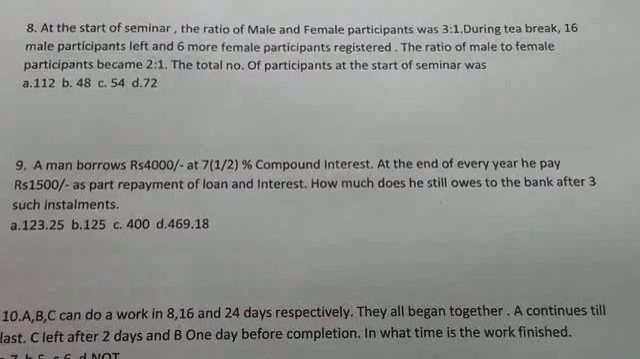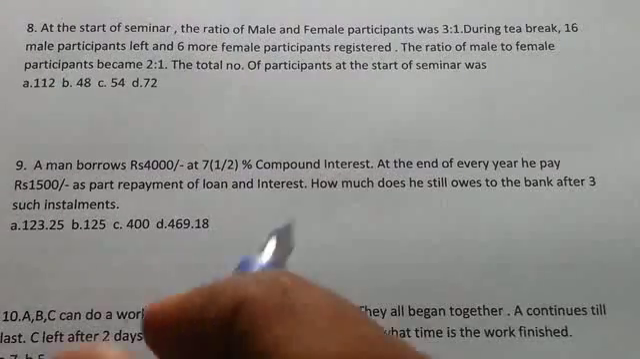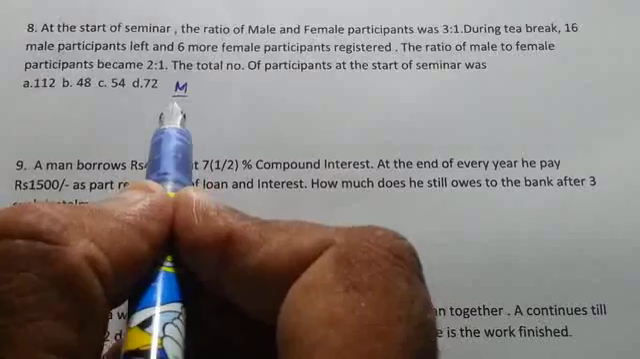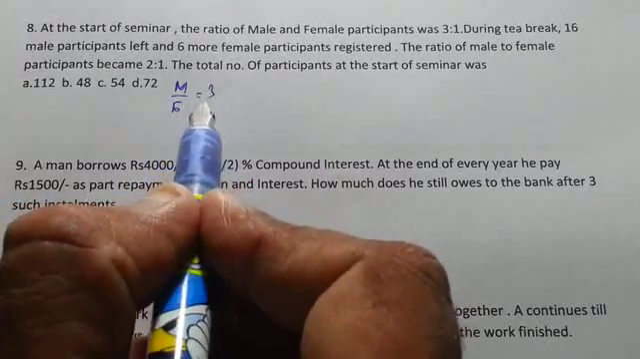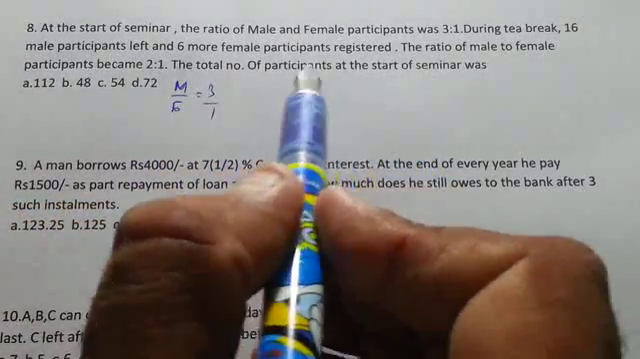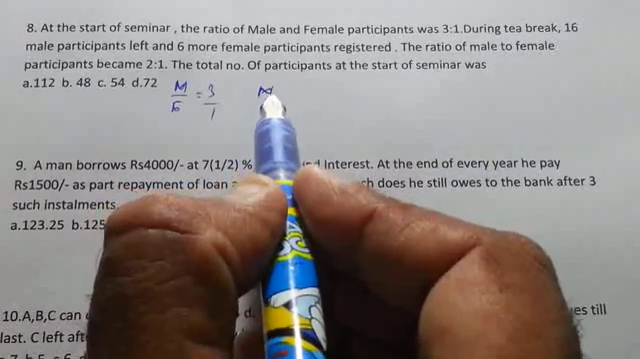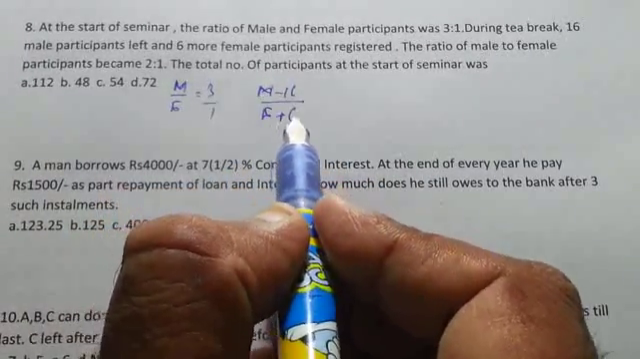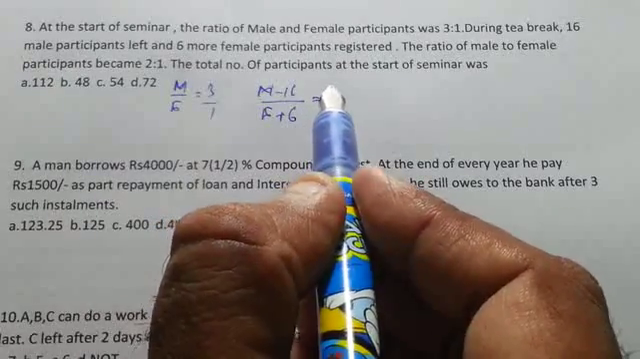Now, let us go for another question. Question number 8. At the start of the seminar, the ratio of male and female participants was 3:1. So the ratio of male to female was 3:1, it is given. During tea break, 16 males left and 6 more females arrived. And the ratio became 2:1.